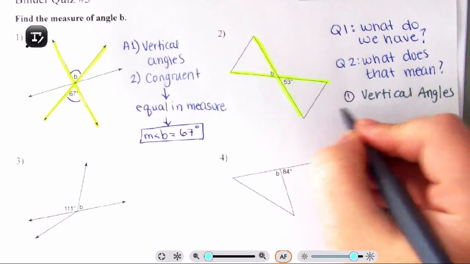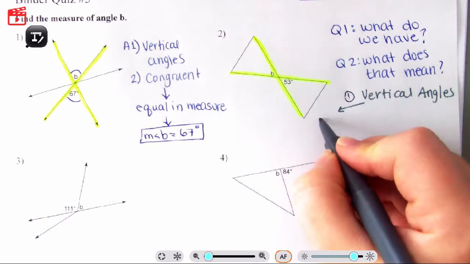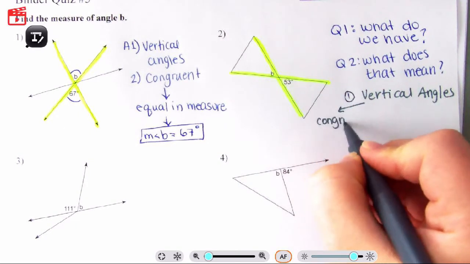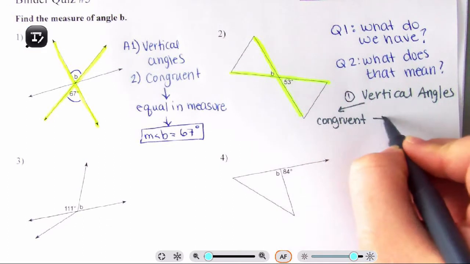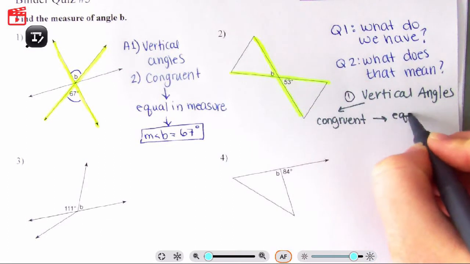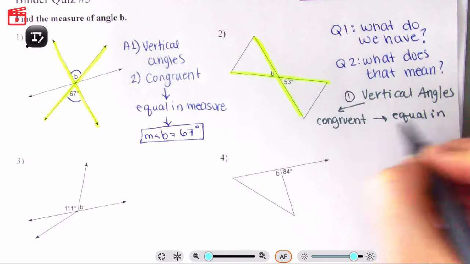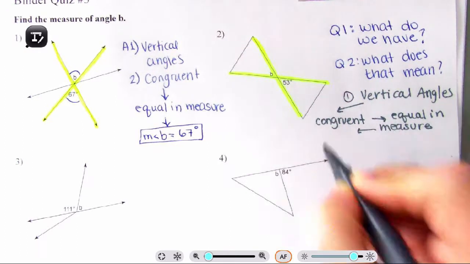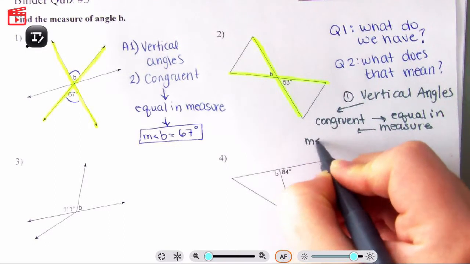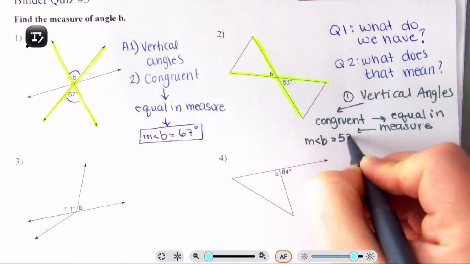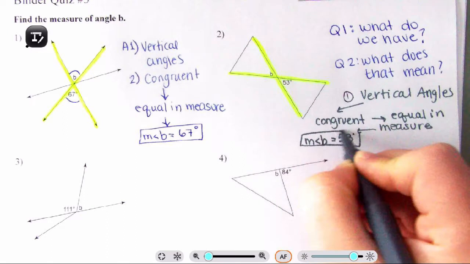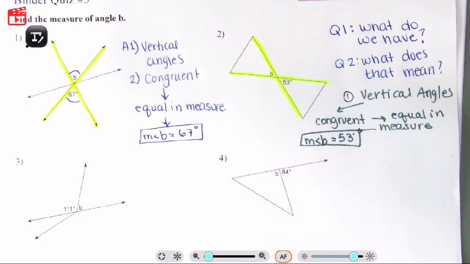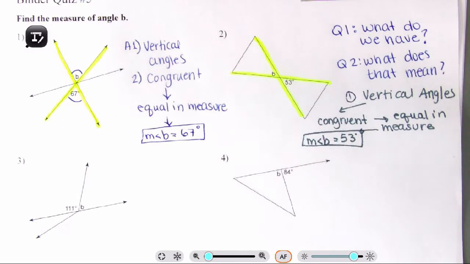What does that mean? Vertical angles are congruent. And what does it mean to be congruent? That means equal in measure. And what does that mean? Well, that means that the measure of angle B is equal to 53 degrees. And you're going to continue this process until you are done completing this worksheet.